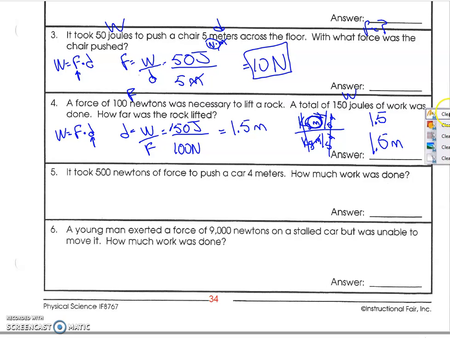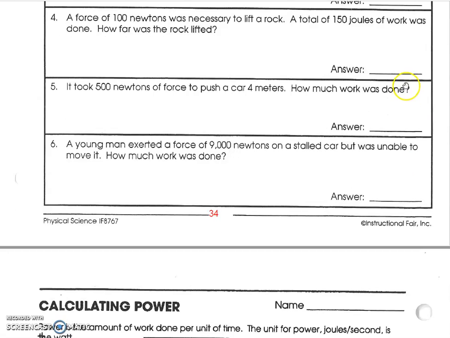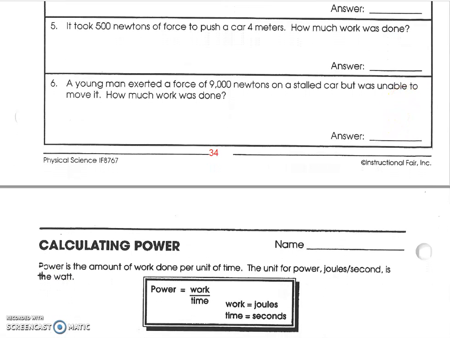Now, scrolling down. It took 500 newtons of force to push a car 4 meters. How much work was done? All right, so now this one's pretty straightforward. It gives us force. It gives us distance. Sometimes what happens is after you do more complicated problems and you go back to an easier one, people end up making it more complicated than it has to be. So you have the 500 newtons times the 4 meters. So now you're getting the units of newton meters. So that will give you joules as your units, and it ends up being 2,000.